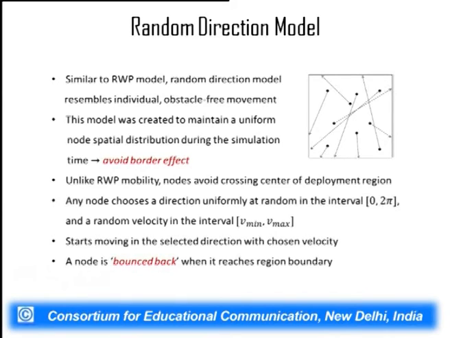Again, the velocity is the same as in the case of the random waypoint model. Here also there is a Vmin and Vmax, the minimum and maximum velocity levels, from which they can choose. But since the sensor nodes are hitting the boundary, the spanning is very uniform throughout the region. Because of this, it avoids the border effect that was previously there with the random waypoint model.